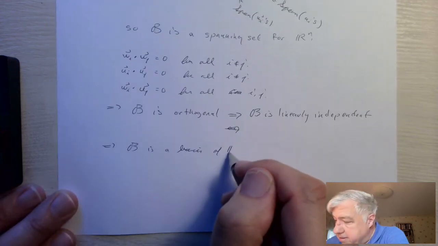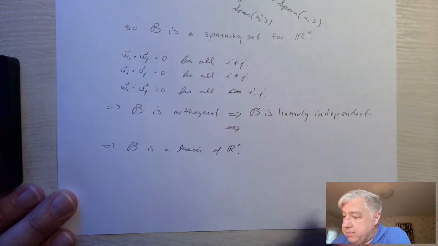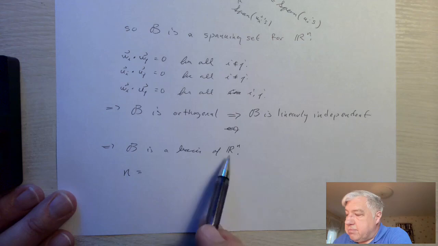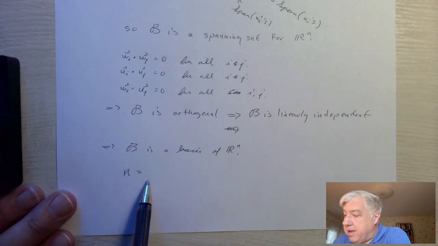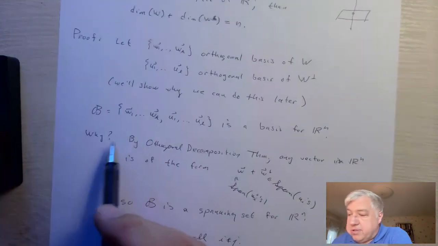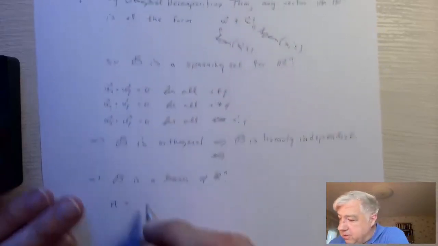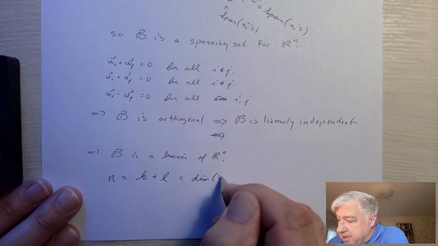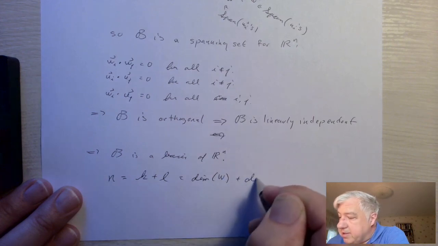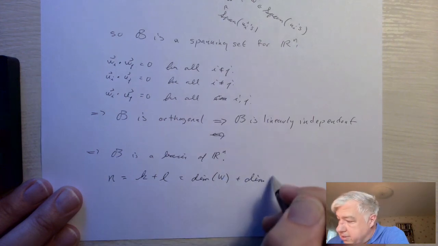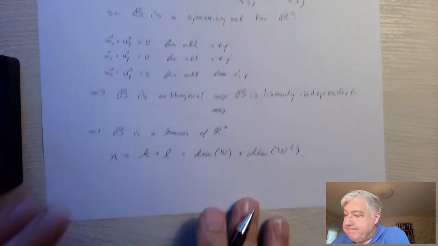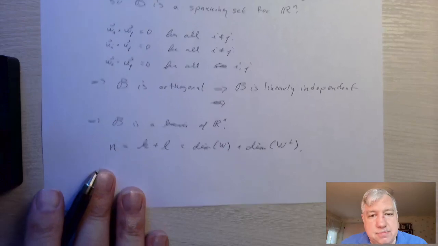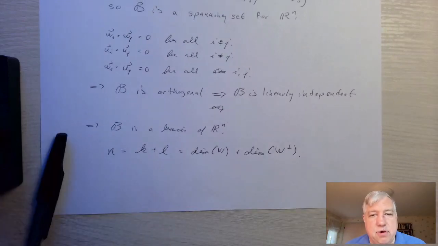So that means that n, the dimension of Rn, must be equal to the size of B. What's the size of B? It's going to be k plus L, where k is the dimension of W, and L is the dimension of W perp. So that proves that very important theorem, and I thank you for your patience.